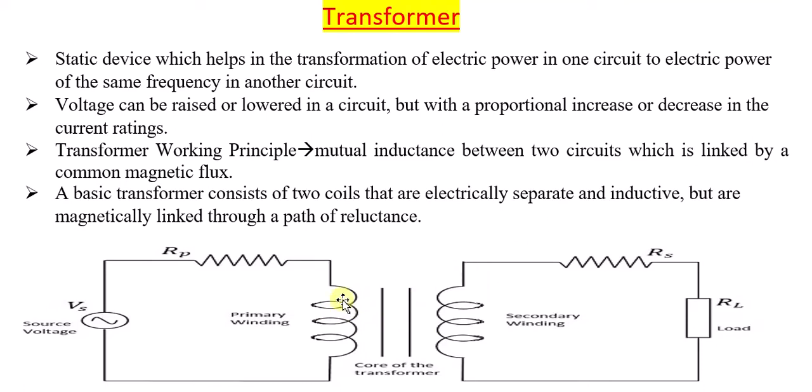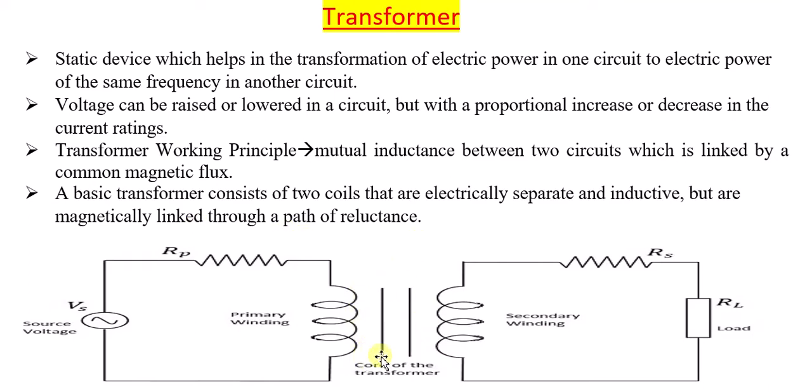See these two coils, coil 1 and coil 2, which I am highlighting now. Both are electrically separate. They are not stuck together, and inductive. So this is the inductive part, where mutual induction comes into the picture. But they are magnetically linked through a path of reluctance.